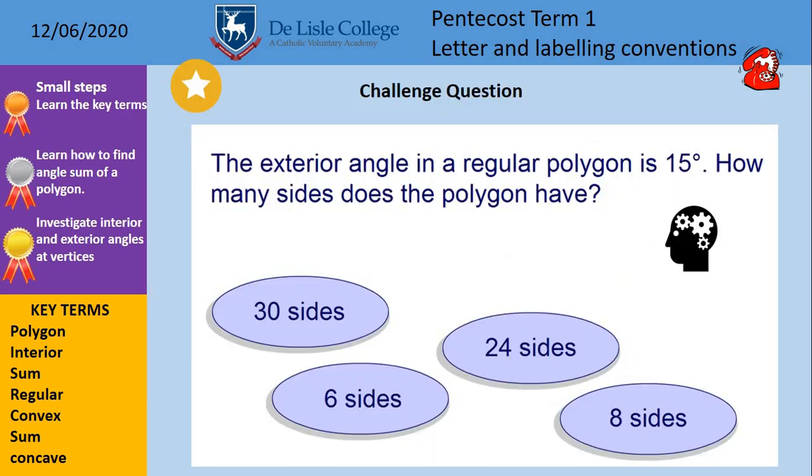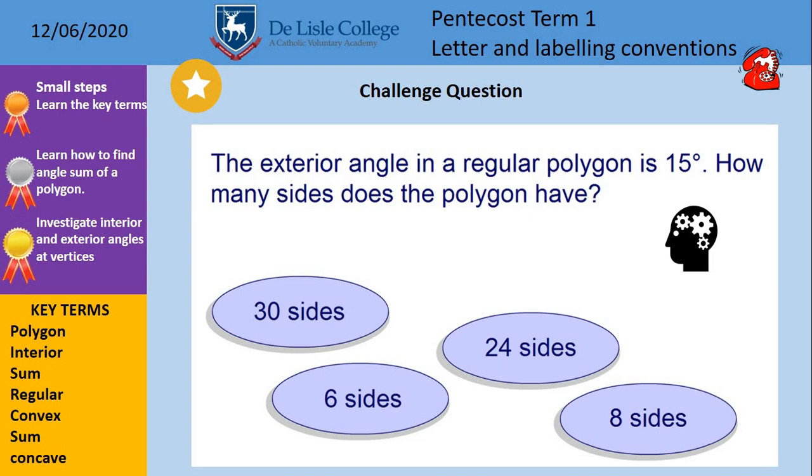So, challenge question. The exterior angle in a regular polygon, so that means they're all going to be the same, is 15 degrees. How many sides does the polygon have? How would you work that out? One very simple, quick calculation would be able to solve that.